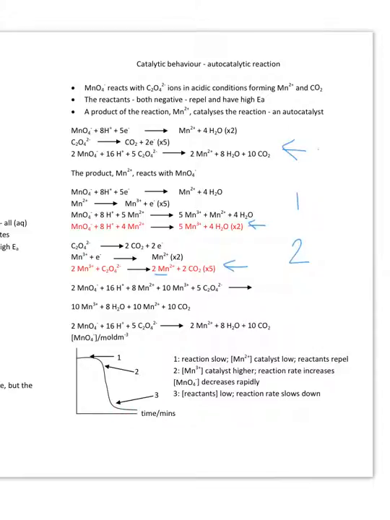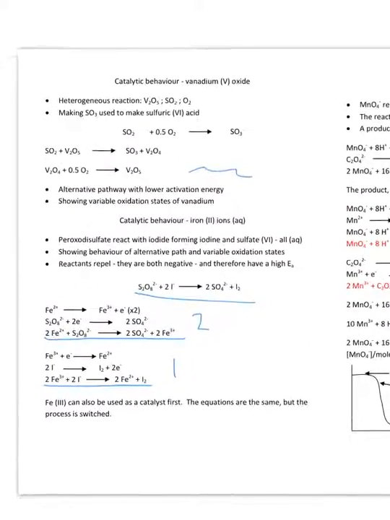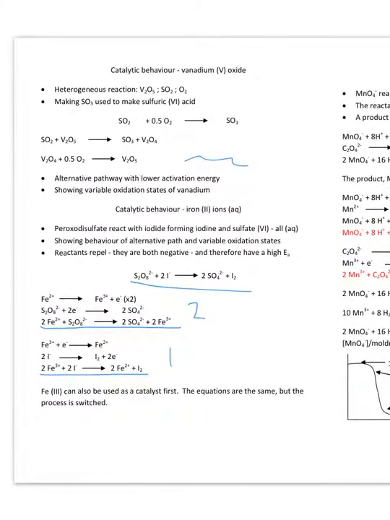So that sums up the three reactions of the autocatalyst. First we had the vanadium 5 oxide reactions, and also the peroxidisulfate reactions, and thirdly the autocatalyst.